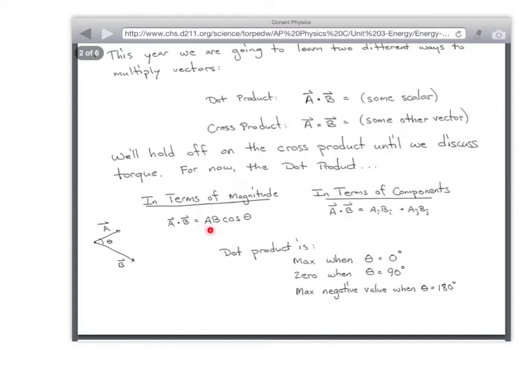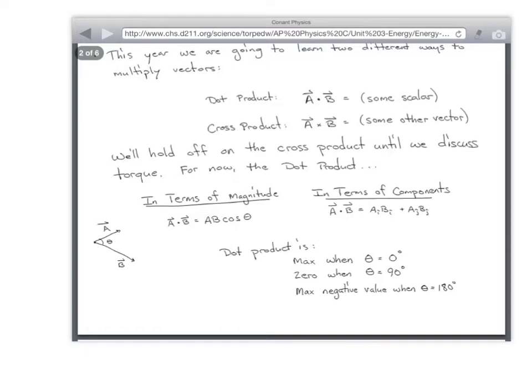One way is A B cosine theta. The other way is the component of A in the i direction times the component of B in the i direction, plus the component of A in the j direction times the component of B in the j direction, and you add them up. Here's the stuff that you already know. Dot product is max when the angle is 0, 0 when the angle is 90 degrees, and max negative when the angle is 180 degrees, because of cosine.